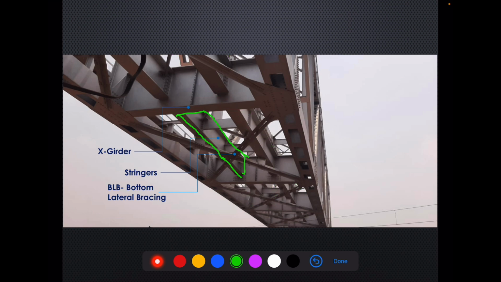Apart from this, bottom chords are also connected with each other with the help of bracings. These are the bracings. The bracings which connect the bottom chords with each other are called bottom lateral bracings. Similarly, bracings which connect the top chords with each other are called top lateral bracings, TLB.